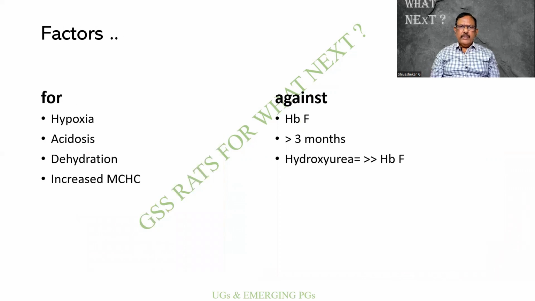The factors that precipitate sickling can be hypoxia, acidosis, dehydration, and an increased amount of mean corpuscular hemoglobin concentration. This can be an incidental finding. Factors against can be increase in the hemoglobin F. That is why you do not have it until 3 months. Hydroxyurea is supposed to produce increased hemoglobin F. Therefore, it is protective against sickle cell anemia.